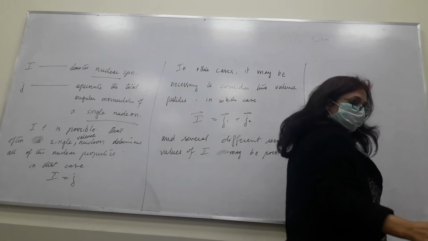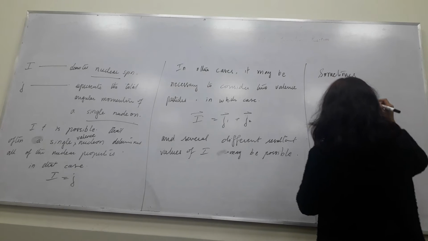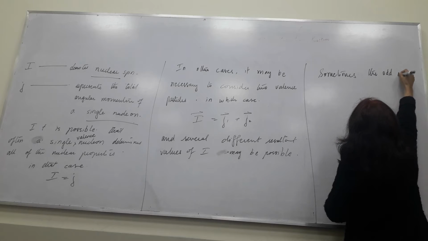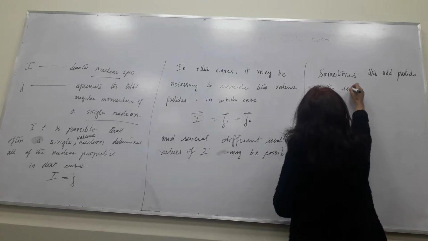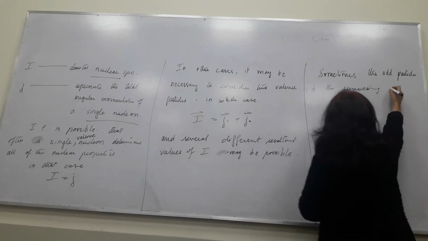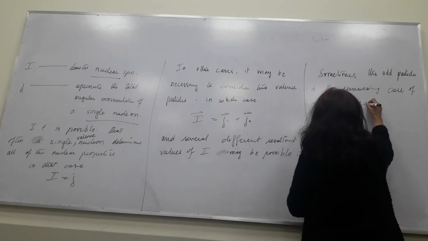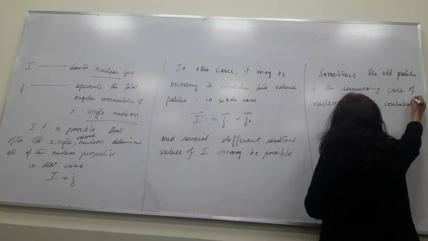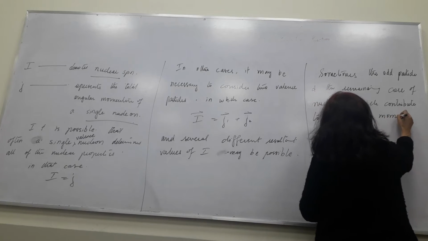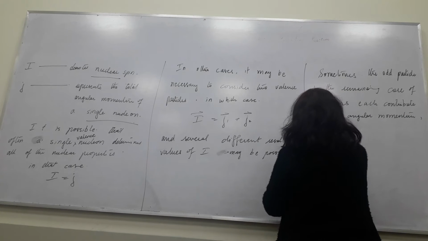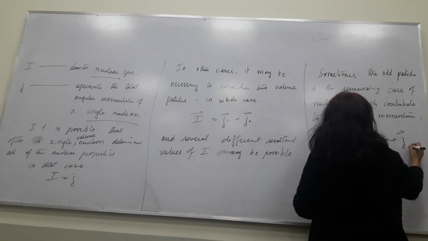So, sometimes the odd particle and the remaining core of nucleons each contribute to the angular momentum, with I is equal to J particle plus J core.